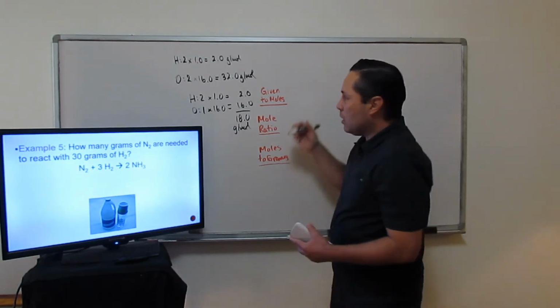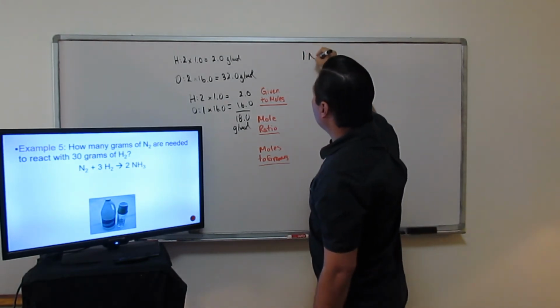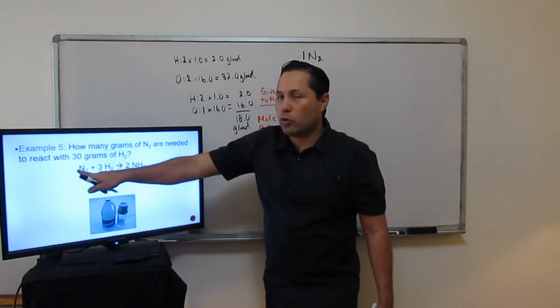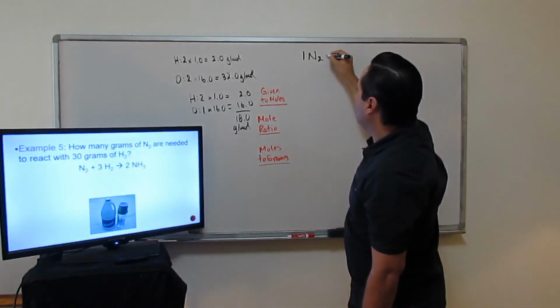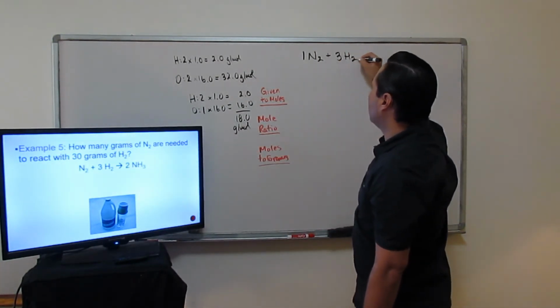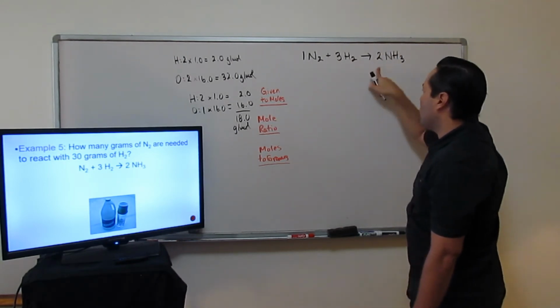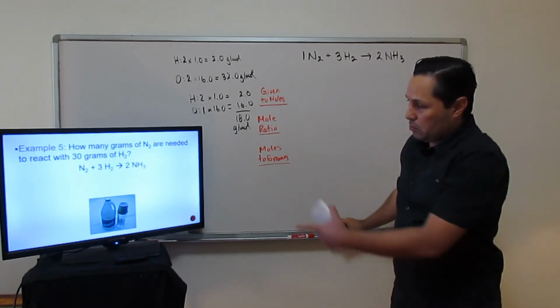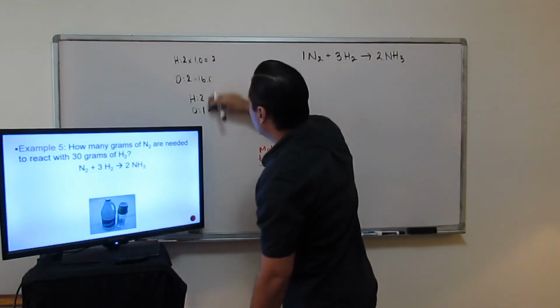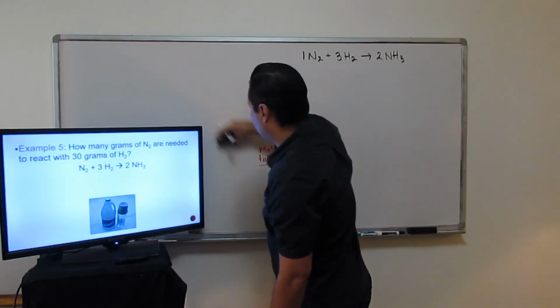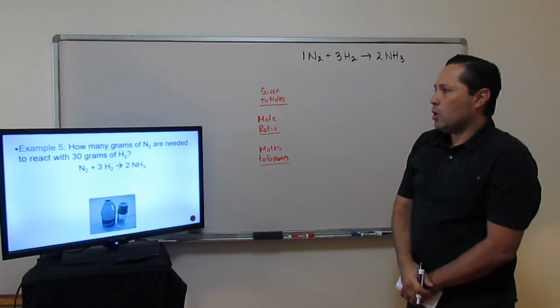I'm going to put 1 nitrogen right there. Again, if there's no number, it means that there's a 1. Plus 3 hydrogens, and that's going to yield 2 NH3 molecules, which is called ammonia. Ammonia is used as a household cleaner, also fertilizers among other products. So let's go ahead and get started.